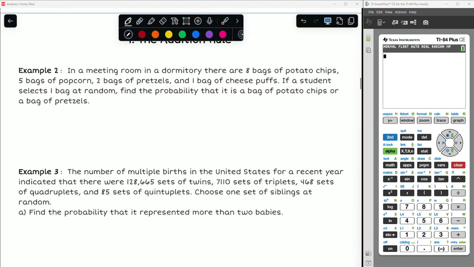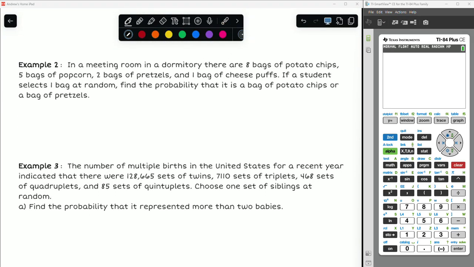Let's try another one that's a little less confusing. So this one says, a meeting room in a dormitory. There are 8 bags of potato chips, 5 bags of popcorn, 2 bags of pretzels, and 1 bag of cheese puffs. If a student selects one bag at random, find the probability that the bag is a bag of potato chips or a bag of pretzels.